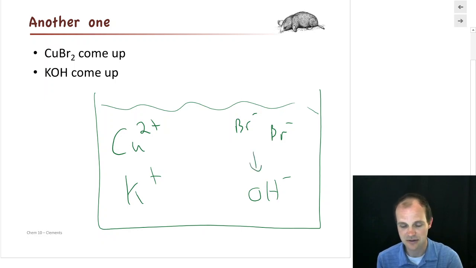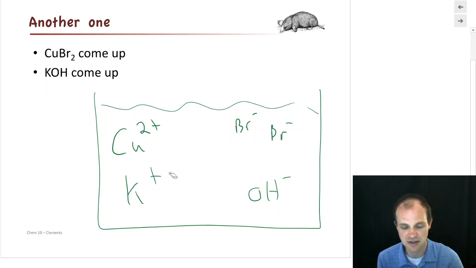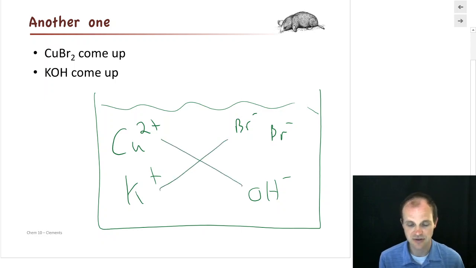And again, we know the two anions aren't going to interact with each other. The two cations aren't going to interact with each other. They're each the same charge, so they're going to repel each other even if they find each other in solution. We know potassium and hydroxide are soluble because potassium is always soluble. We know copper and bromide are soluble because bromide is generally soluble. So what we have to look at here is these cross products, copper and hydroxide, and potassium and bromide.